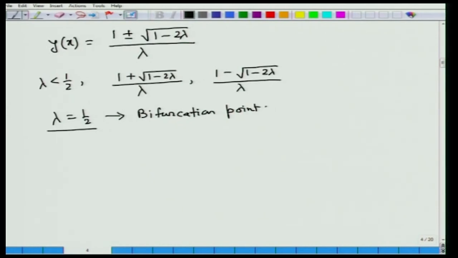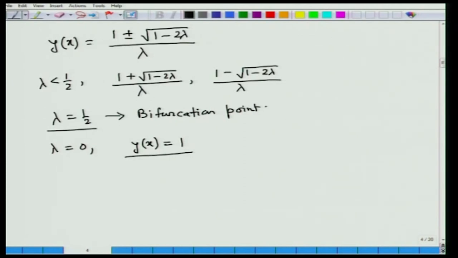And another important aspect is that if we consider lambda equal to 0, from the given problem we find y(x) equal to 1 is a solution, and this particular solution y(x) equal to 1 cannot be obtained from the solution that we have derived, that is y(x) equal to 1 plus minus root over 1 minus 2 lambda divided by lambda. And this particular solution y(x) equal to 1 is actually called the singular solution. And another important observation is that as y(x) equal to 1 plus minus root over 1 minus 2 lambda divided by lambda.